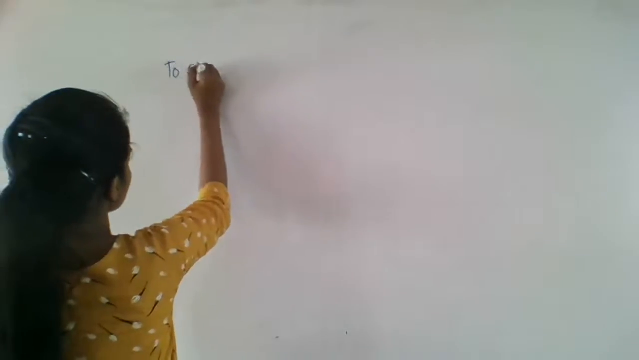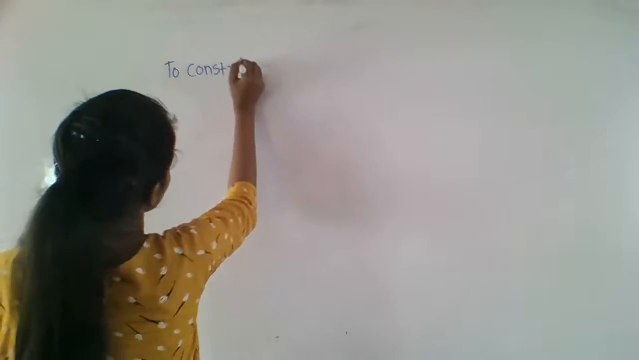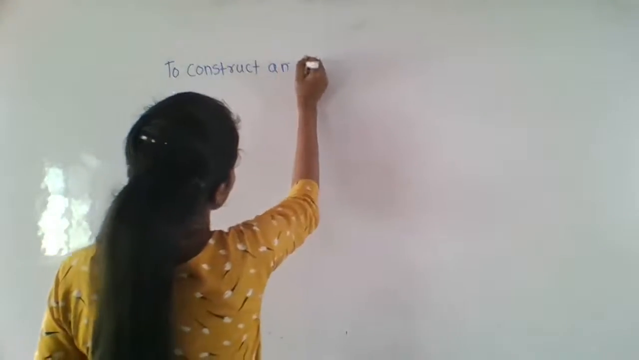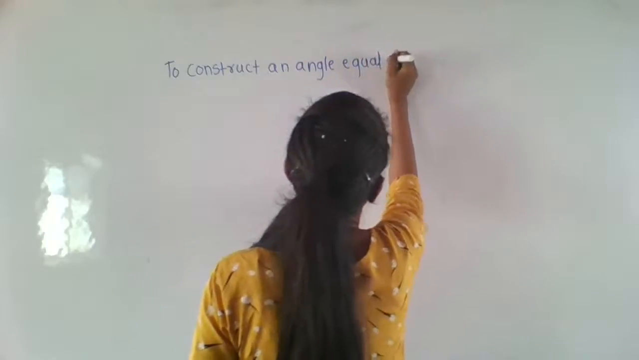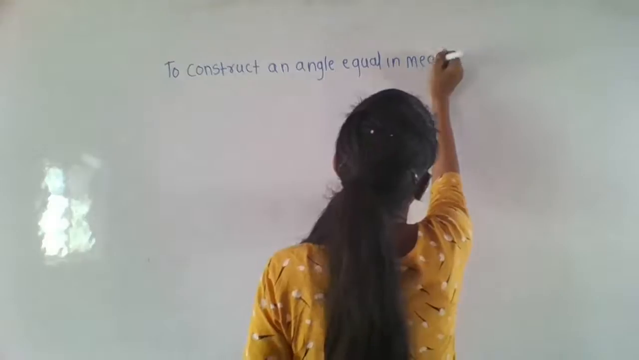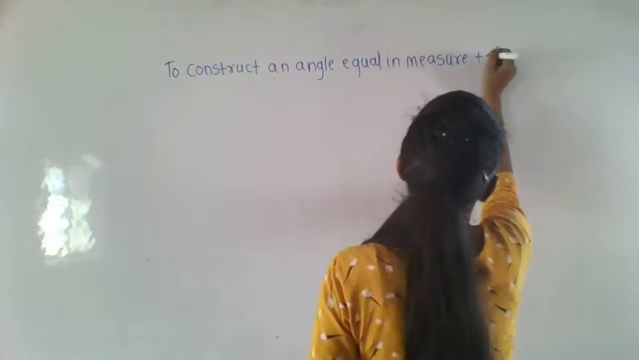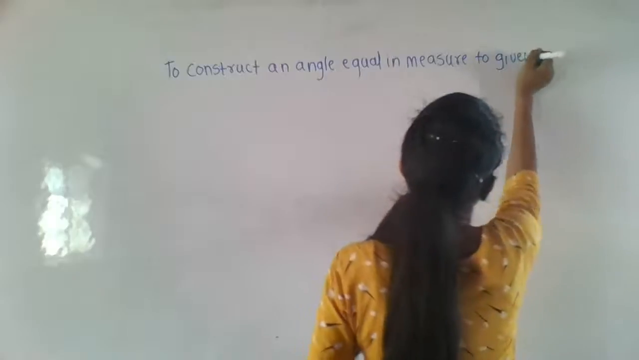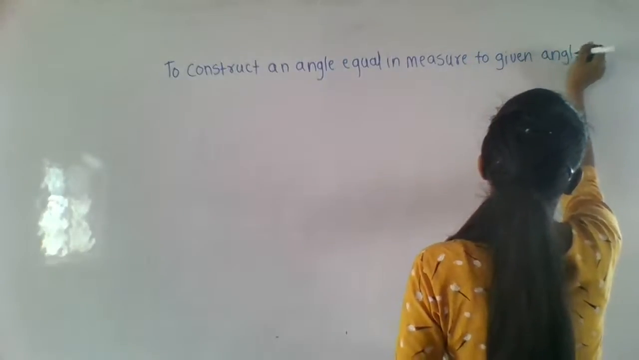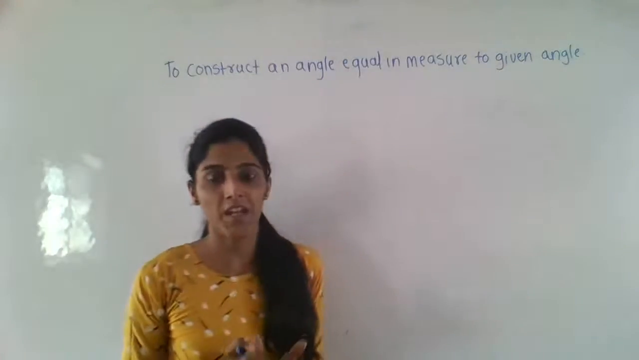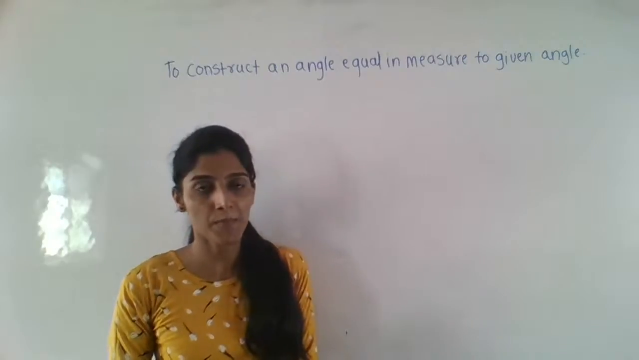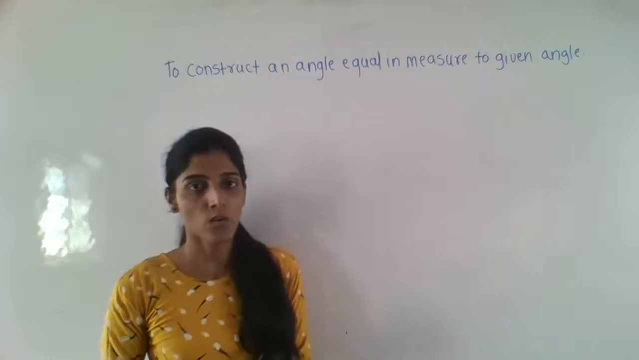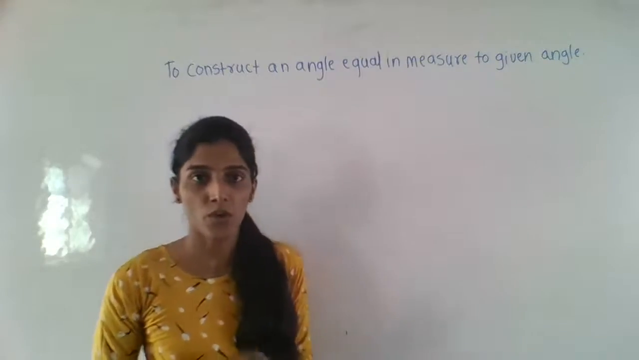So, let's see. Our topic is: construct an angle equal in measure to a given angle. Means if an angle of any measure is given and we want to construct another angle of the same measure by using a compass. There are only a few steps for doing this.